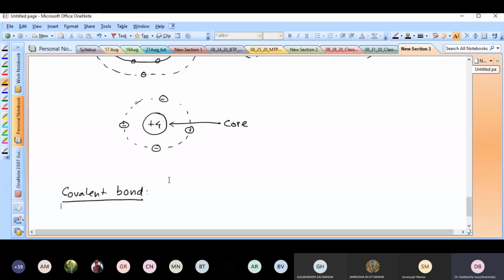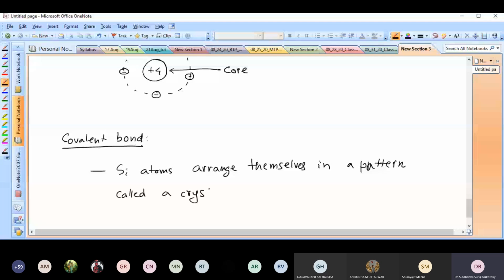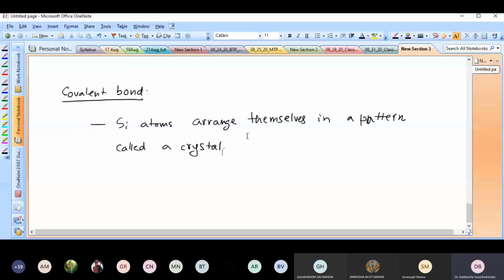So covalent bond, what happens is, basically silicon atoms arrange themselves in a pattern which is called a crystal. So they will arrange themselves in a pattern called crystal. So in the crystal, what happens is each atom will have one.